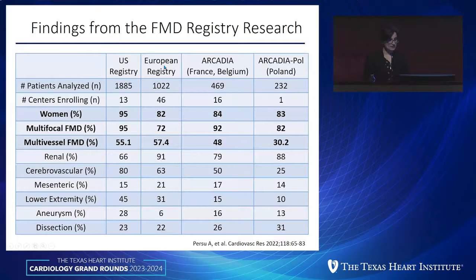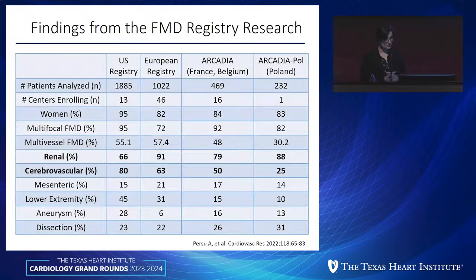Some findings from FMD research, both in the US and elsewhere. In the US registry versus the European and international registries, as well as the ARCADIA registry, which is really out of France, Belgium, and Poland, I'm going to highlight some differences across the findings here. Basically, it definitely affects women much more likely than men, mostly multifocal disease. Multivessel involvement is frequent, over 50% of patients. There are some differences in the locations of involvement.